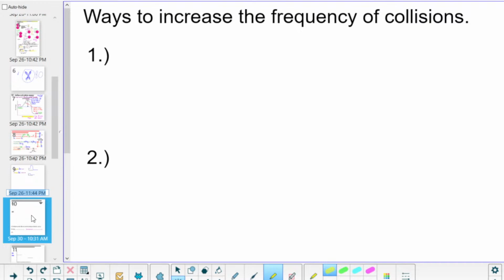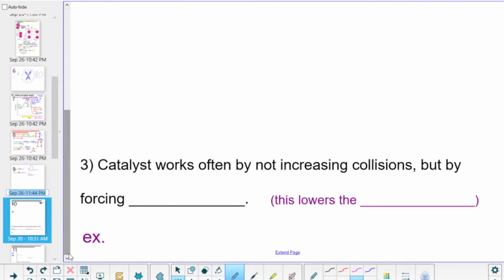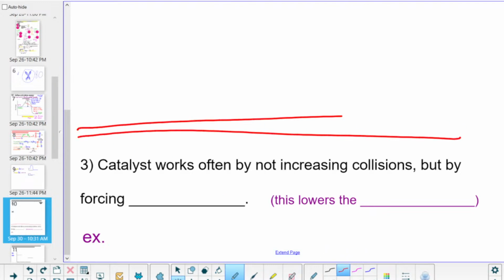Ways to increase the frequency of collisions. How do you make collisions happen faster and more often? Catalyst is a great one because it's the one that isn't. So a catalyst doesn't work by increasing collisions. I'm going to put that separately because I discussed it on its own. Concentration. Temperature would be one. Pressure.